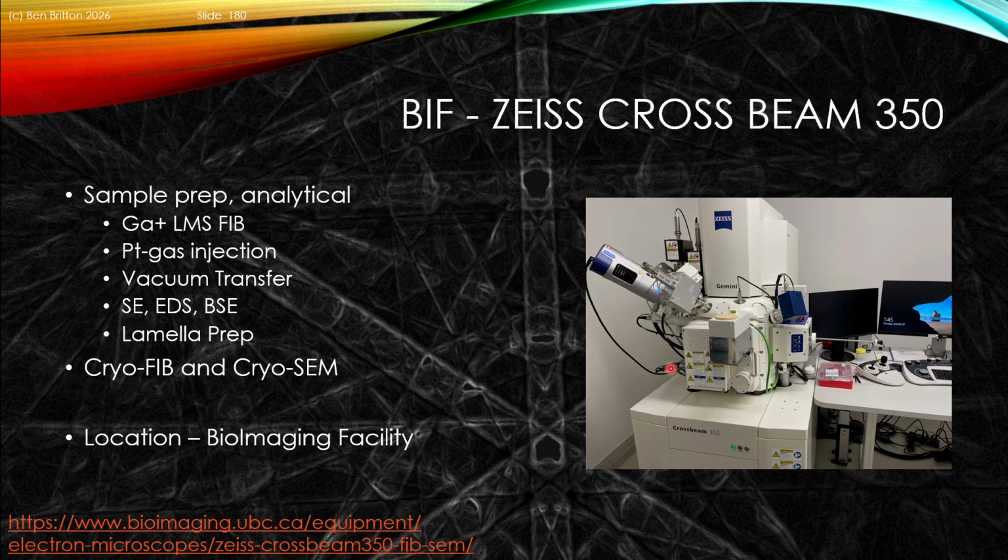In the bioimaging facility, there is a Zeiss crossbeam instrument. This is a crossbeam 350. In this instrument, it's set up to have a gallium liquid metal source with a platinum gas injector. There's an EDS detector on it, as well as secondary and backscatter. And this is largely set up for tomography and lamella prep, and enables cryo-FIB and cryo-SEM through the vacuum transfer system and cryo stages in this. And that's found within bioimaging. They have a huge amount of expertise in analysing biological systems. I've seen some lovely work from their team.